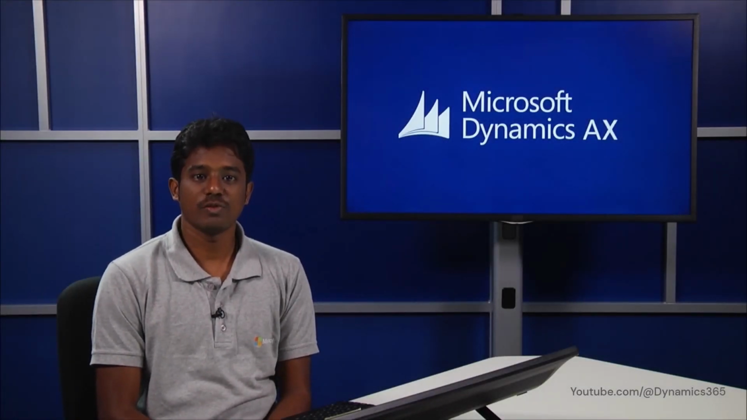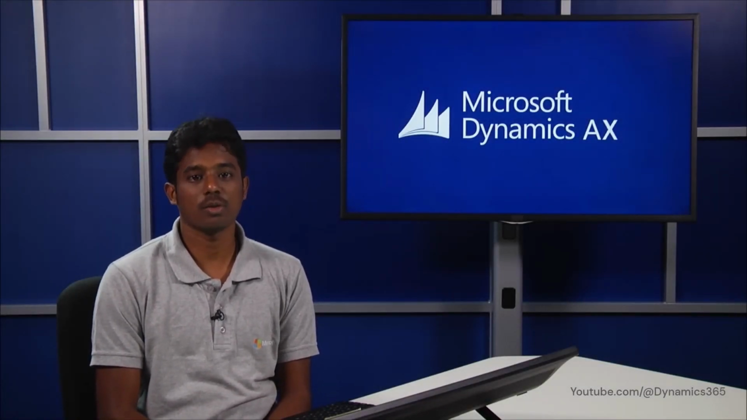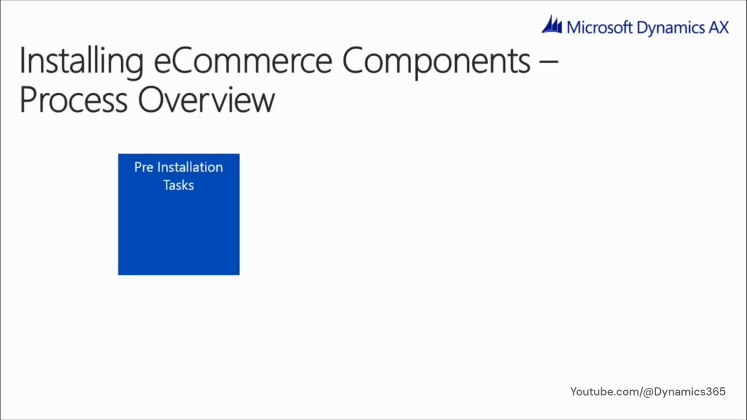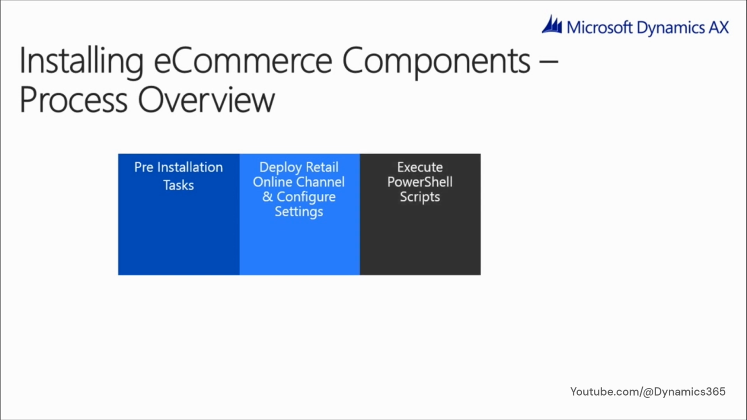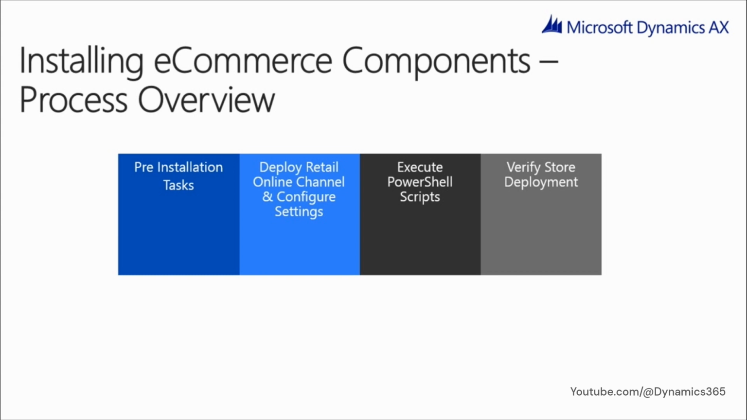Let's take a high-level view of the process of installing e-commerce components. If you look at this slide, there are four important components with respect to installing e-commerce components. The first thing would be pre-installation tasks. Next would be deploying the retail online channel and configuring the settings. Then executing a set of PowerShell scripts, and then verifying whether the store is successfully deployed or not. Now let's start by digging into the pre-installation tasks in the next lesson.